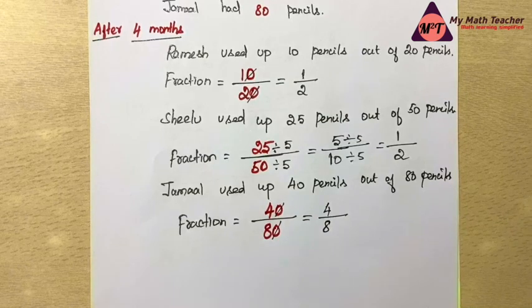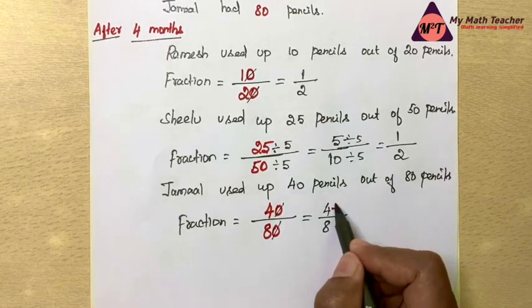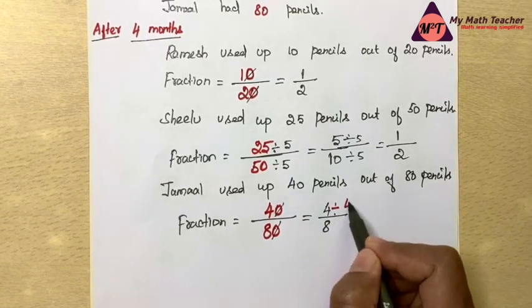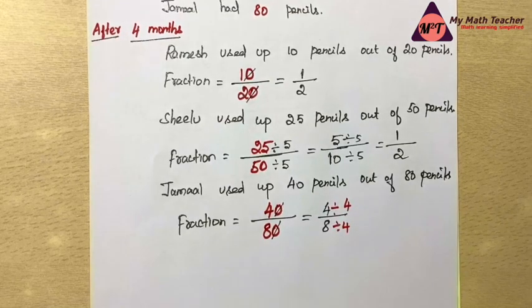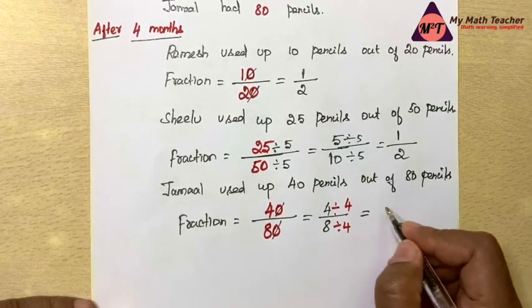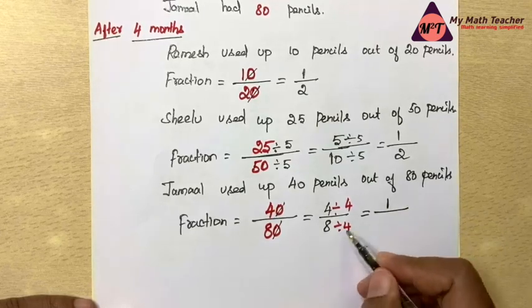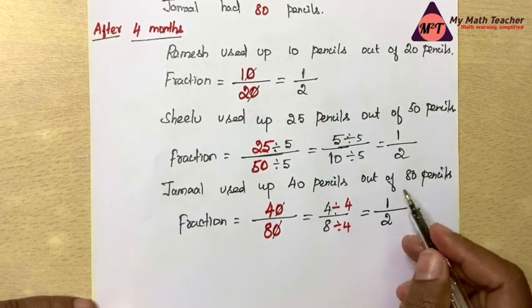Now this again we can simplify further. 4 and 8 are divisible by 4. Okay. Now what will be the final answer? 4 divided by 4 is 1, and 8 divided by 4 is 2. Now this is 1 by 2.